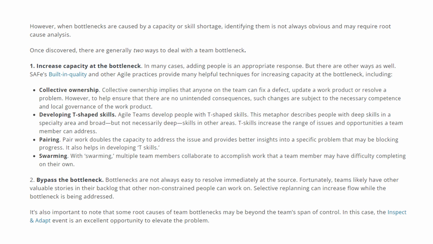The second option to address the skill shortage is to bypass the bottleneck. Right? Bottlenecks are not always easy to resolve immediately at the source. Fortunately, teams likely have other valuable stories in their backlog that other non-constrained people can work on, right? Selectively replanning can increase the flow while the bottleneck is being addressed. So it is also important to note that some root causes of team bottlenecks may be beyond the team's span of control. So in this case, the inspect and adapt event, right? Retrospective events are an excellent opportunity to elevate the problem.